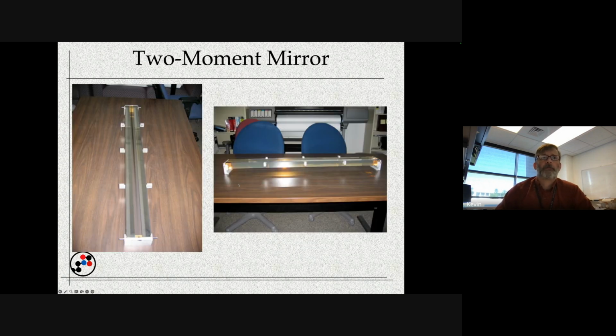These are two pictures of the same mirror. This mirror is about 1 meter long, and you can see there are 3 different coatings on it. There's a middle stripe that has basically no coating, and then there are 2 coatings on the edges. You can see this brown stripe is oxidation from the X-ray beam that's been striking it. This is a 2-moment mirror.